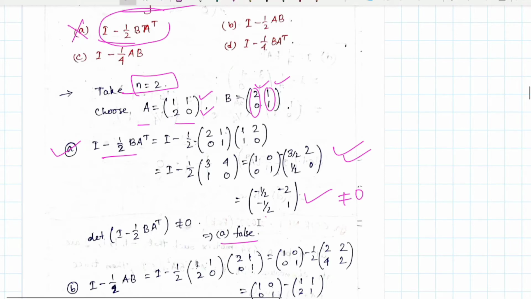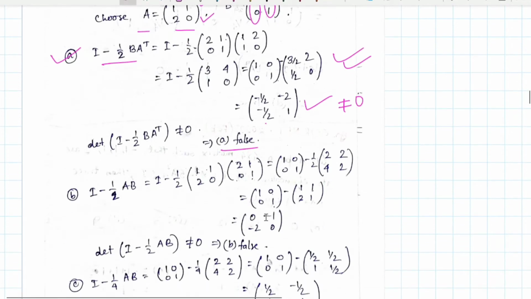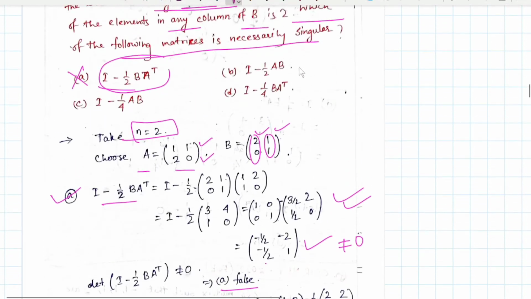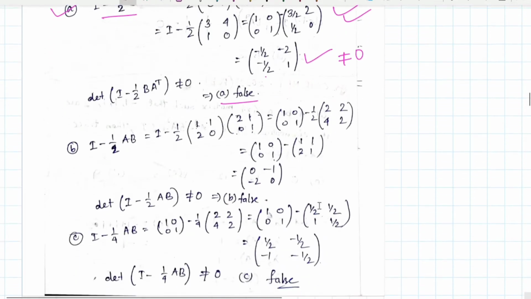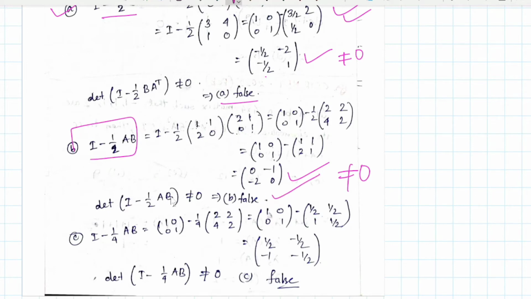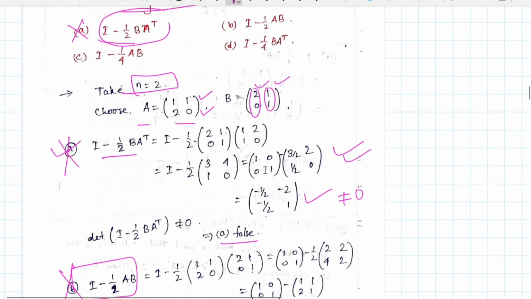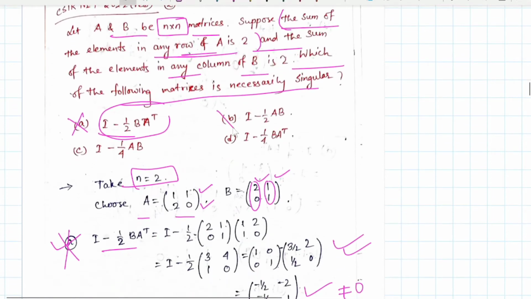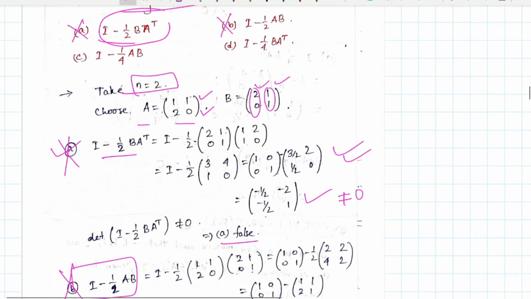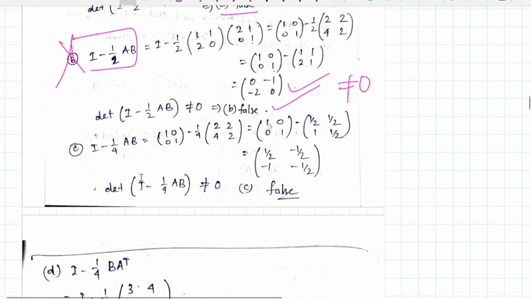Now go to the next one and check. The second option is I minus half into AB. I minus half into AB gives this matrix, whose determinant is also non-zero, which means option B is also a false option. Now we just calculate the AB multiplication and the B A transpose multiplication, therefore the calculation for options C and D is again very easy.